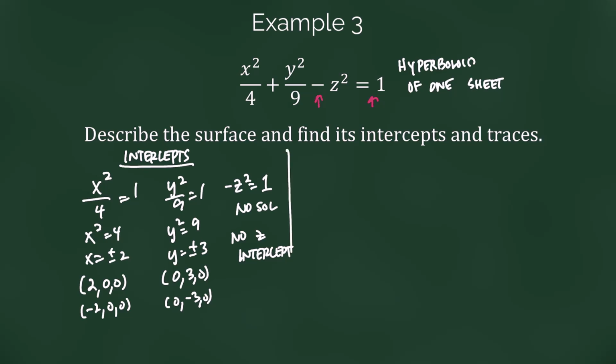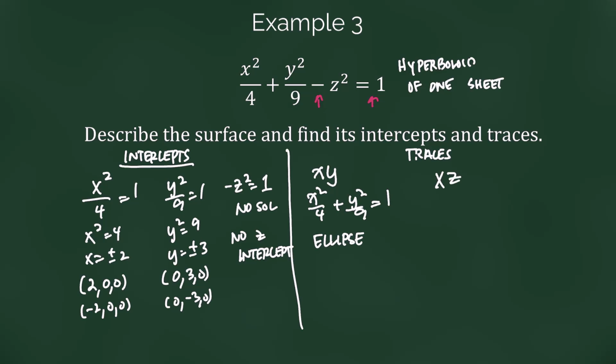Now let's take a look at our traces. So we get our xy trace, letting z be 0, we get x squared over 4 plus y squared over 9 is equal to 1. Well, that is an ellipse. So it might, at this point, kind of be a mystery why this is a hyperboloid. But now let's do the xz trace. So now we're going to let y be 0, and here we get x squared over 4 minus z squared is equal to 1, which is a hyperbola.